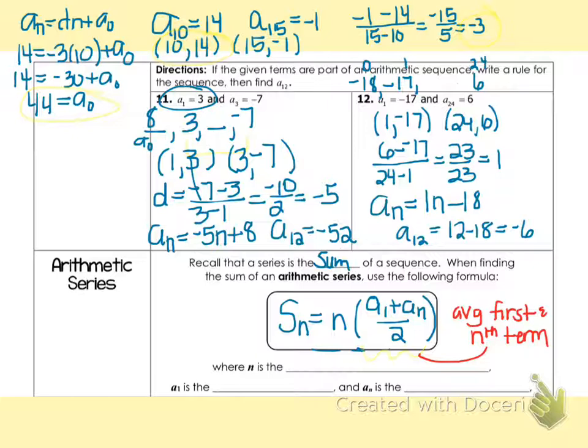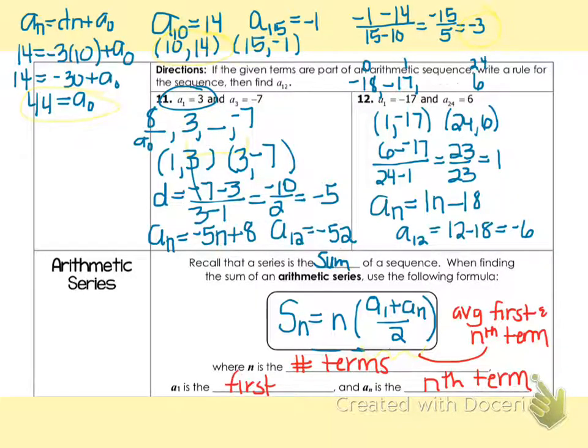So that actually makes sense if you think about what each of those things represents. Again, n is the number of terms that we want to find the sum of. And then a sub 1 is the first term, and a sub n is the nth term.